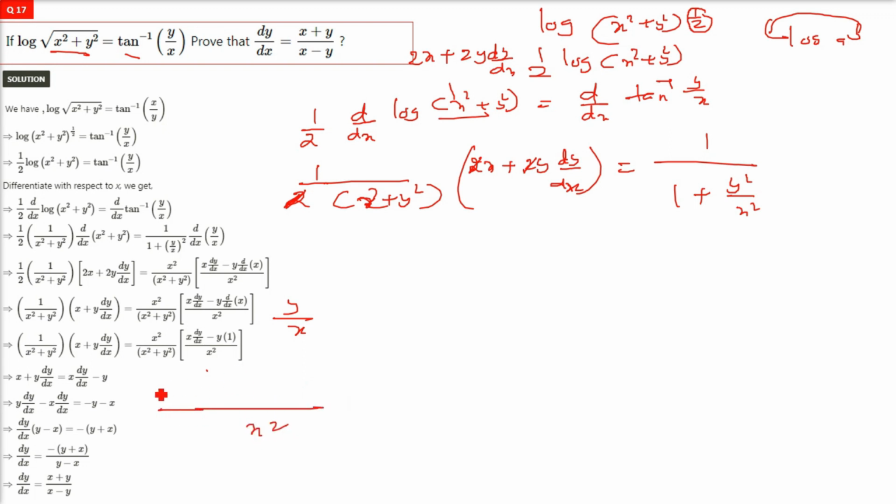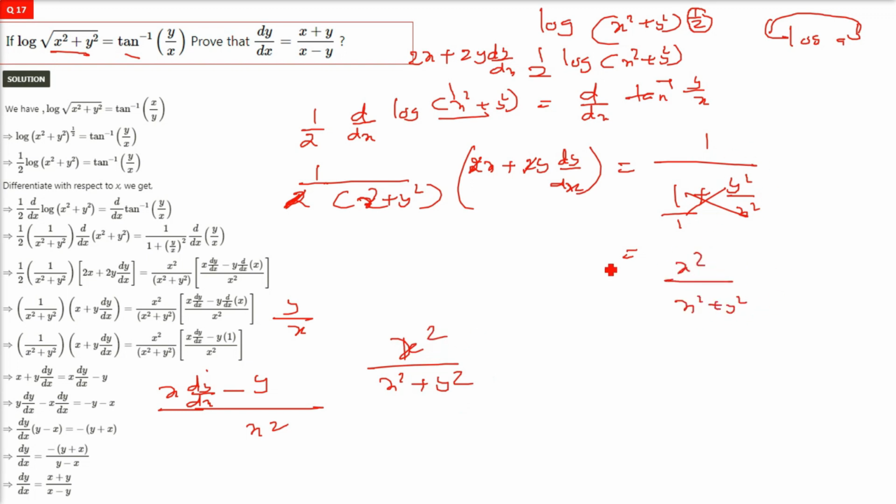So x square in the denominator, x here, then dy by dx minus, then we have y d by dx of x is 1. Okay. So this is your final one. So let us do this one also. This is going to be, I am doing it here. 1 by, so x square plus y square by x square. Now this x square I am not writing because it will go in the numerator. So finally this is going to be x square by x square plus y square. And this one also x into dy by dx minus y by x square.